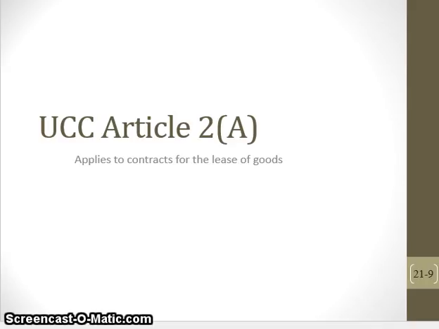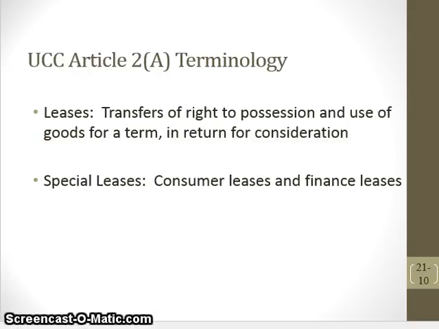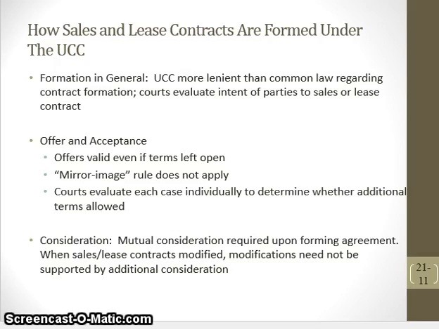So then Article 2A covers the sale of lease, the lease of goods, contracts for the lease of goods. Defining leases, it's the transfer of a right to possession and use of goods for a particular term. So you're leasing goods. You don't want to have a long-term dominion and control over the good. You simply want to pay for the right to possess something over time. So sale and lease contracts, how they're formed under the UCC. This will be reminiscent of our discussion of contracts, offer and acceptance. There needs to be consideration.